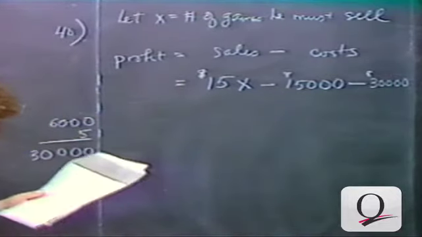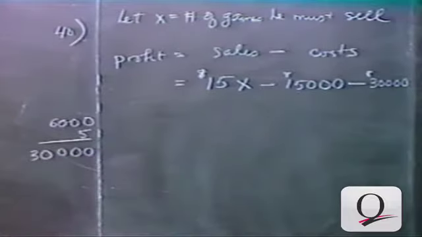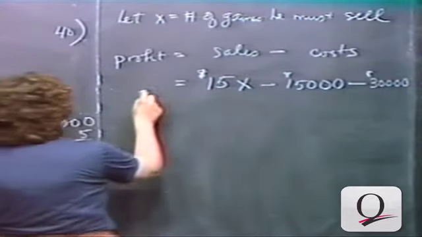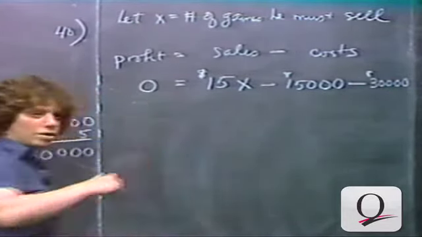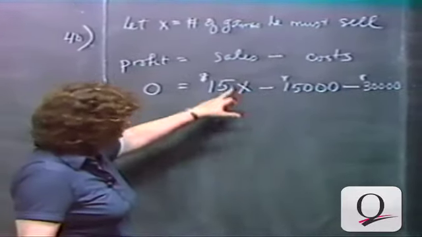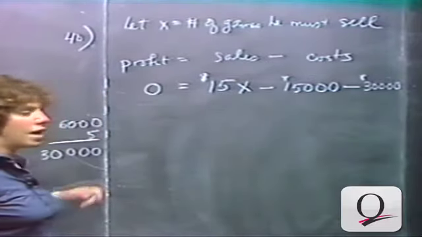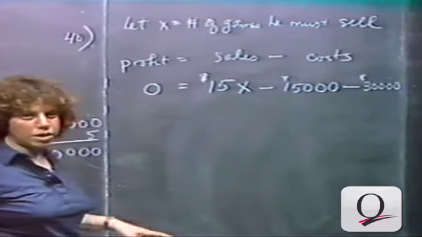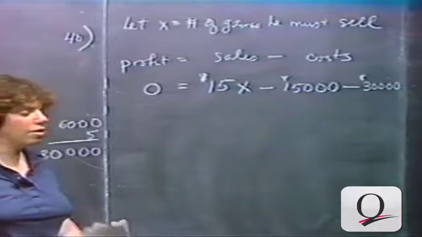Now the question is, how many games must he sell to break even? To break even means the profit will be 0. At that point, he breaks even, and in other words, if he sells less than X games, if we determine what X is, he will be losing money. And anything more than X, he will be making money. This is the point at which the profit will be 0.